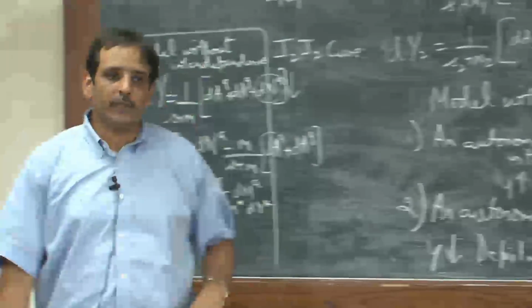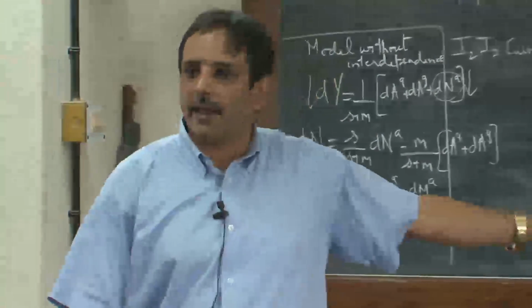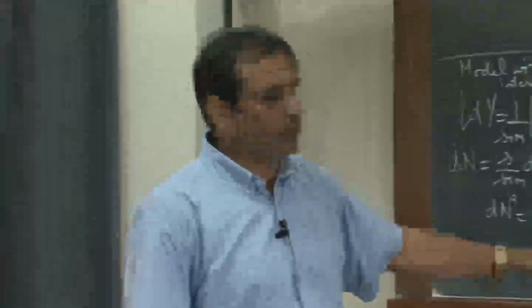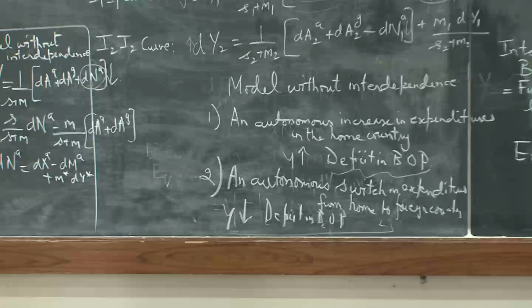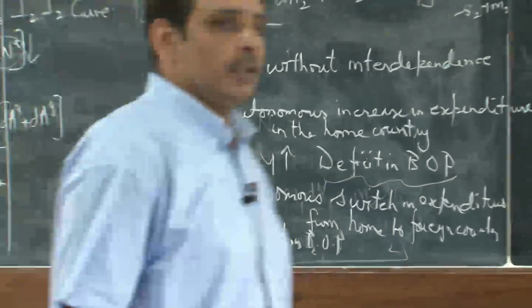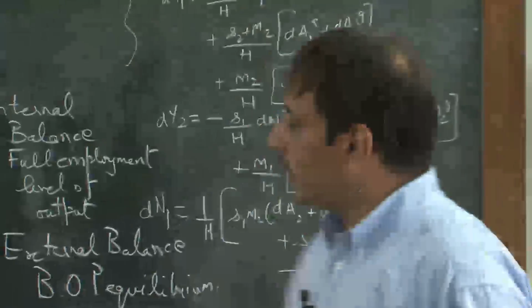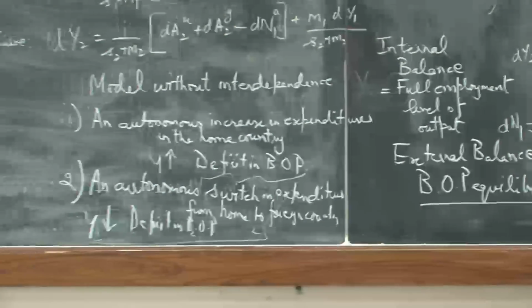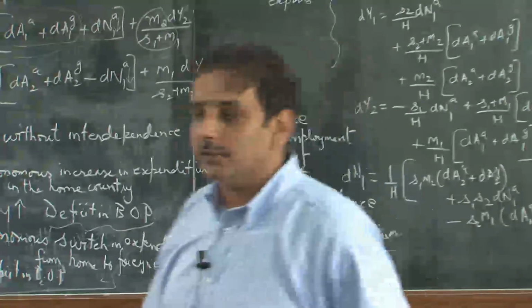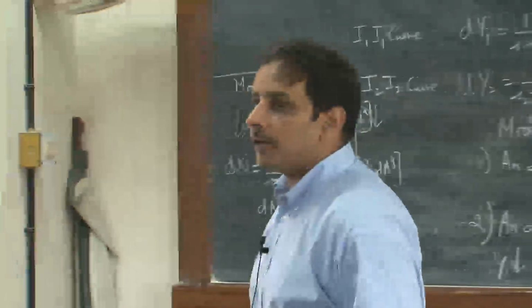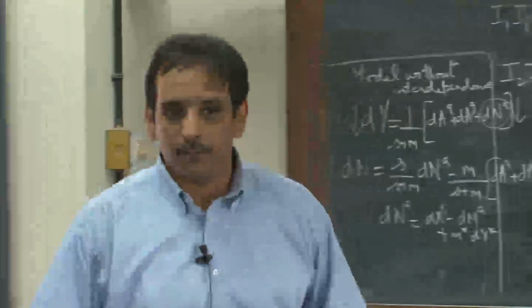What do you think should be the appropriate policy to take care of the switch in expenditures which has taken place from home to foreign country? What should the policymaker do to achieve internal and external balance? Should they adopt expenditure changing policies or should they adopt expenditure switching policies?